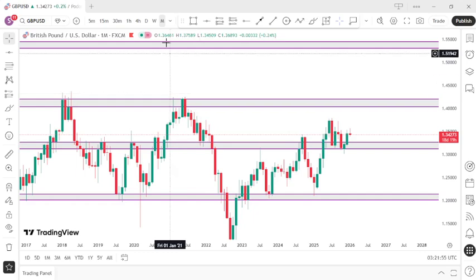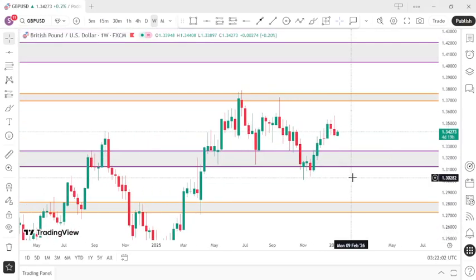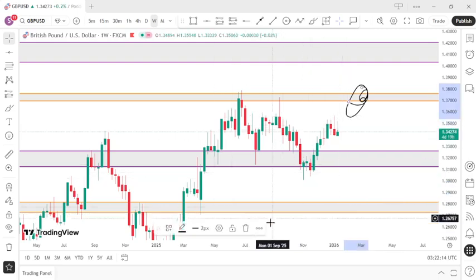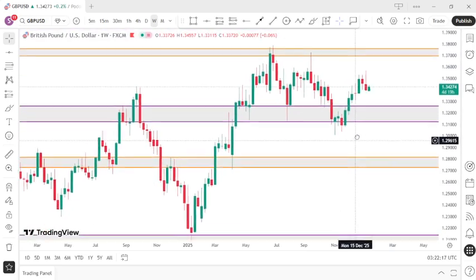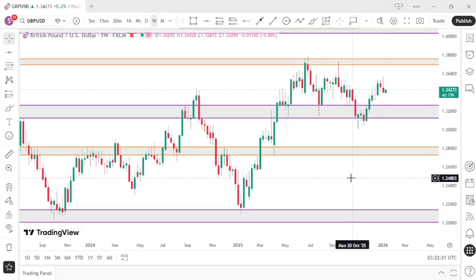With that being said, let's go to the weekly chart and see what's going on over there. Okay, so this is the weekly chart on GBPUSD. I have my weekly upper zone here and my weekly lower zone here. From the weekly time frame, what I'm seeing is the exact same thing we saw on the monthly, just in the smaller time frame.